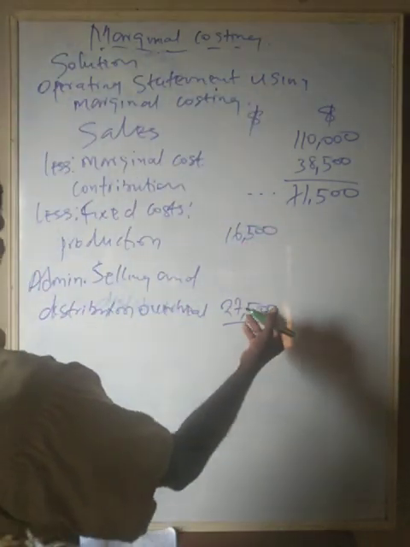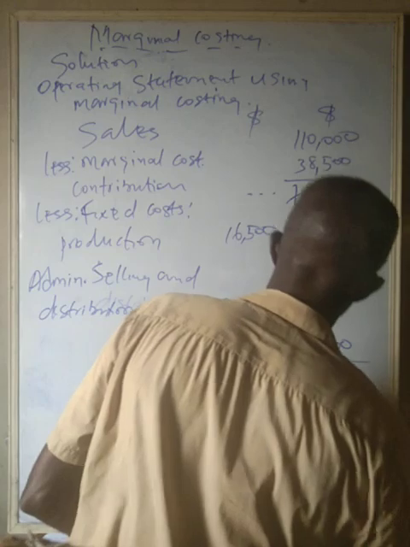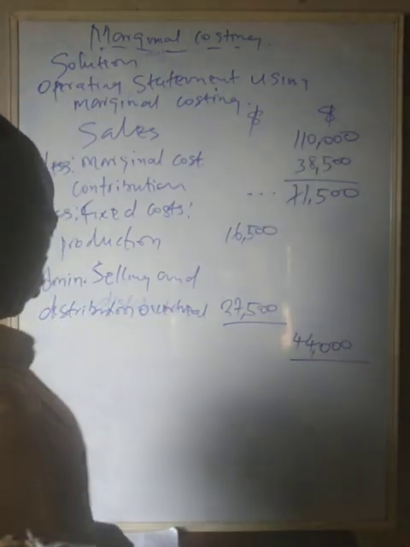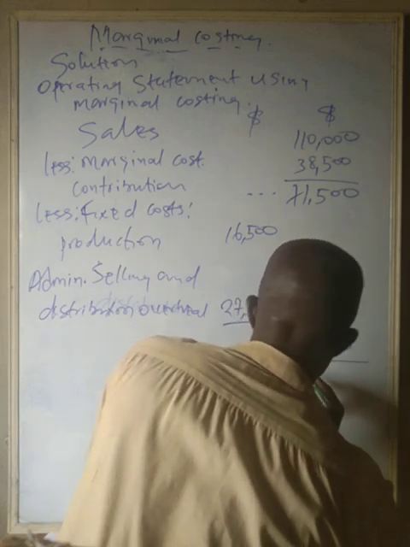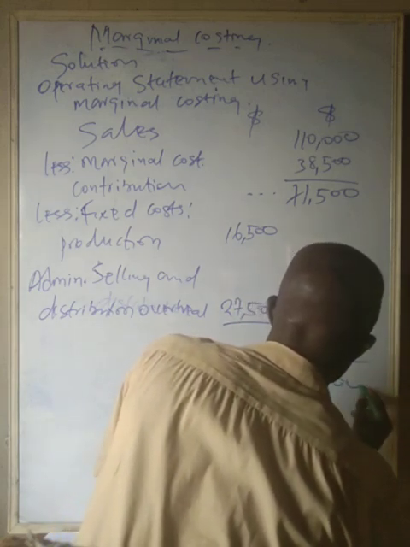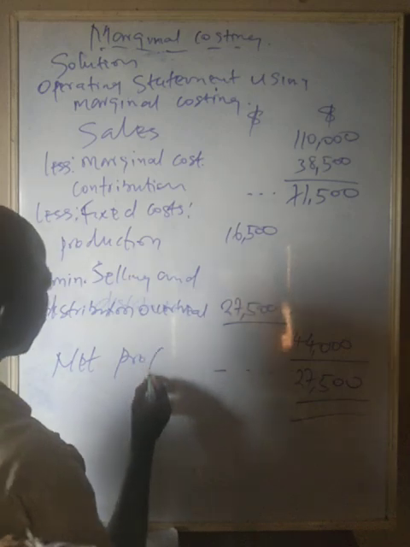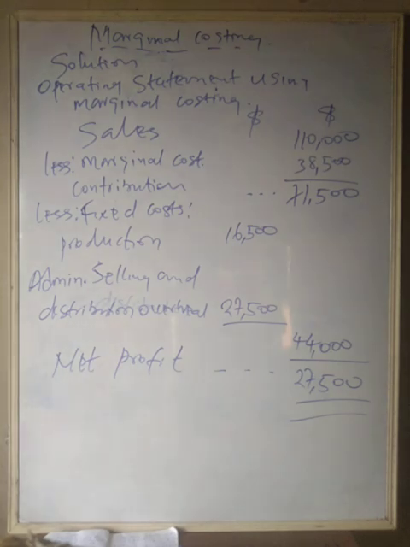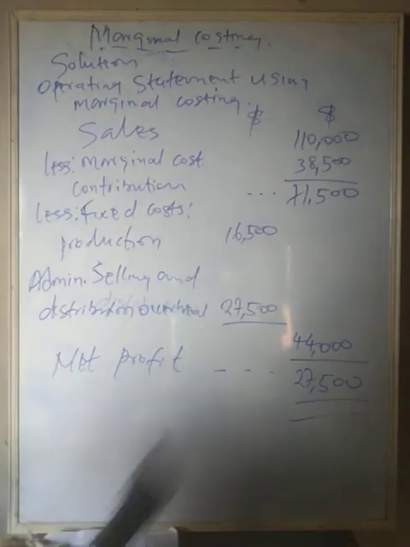Sum it up. 16,500 plus 27,500, you have 44,000. Deduct it from the contribution as the fixed cost. From the contribution you arrive at 27,500, and that is the net profit. So that is that about operating statement using marginal costing.